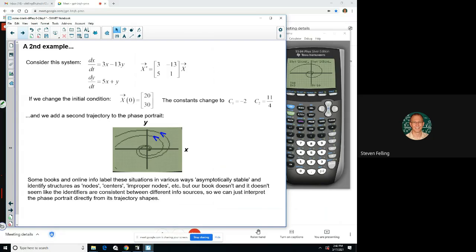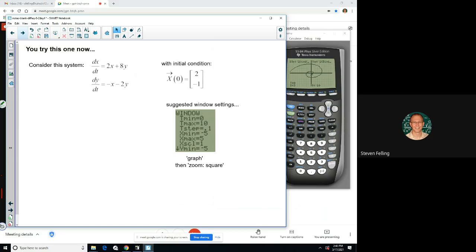So there's some books and online information that I found that try to label what's going on here. There's terms like asymptotically stable, and sometimes they identify structures of these phase portraits as nodes or centers or improper nodes. Our book doesn't do any of that, and it doesn't seem like there's a lot of consistency necessarily between the different labeling of the different sources I found online. So I guess I would just leave you with, you can plot this and then just observe the behavior, right, rather than trying to label it. See what's happening and see if you can see that there's any kind of stable system placed there.